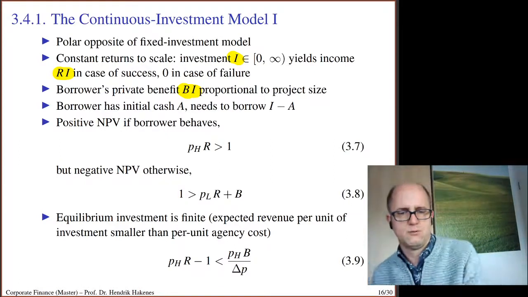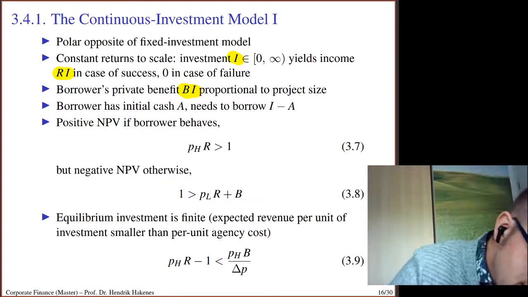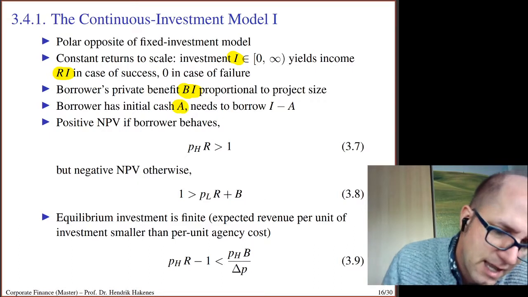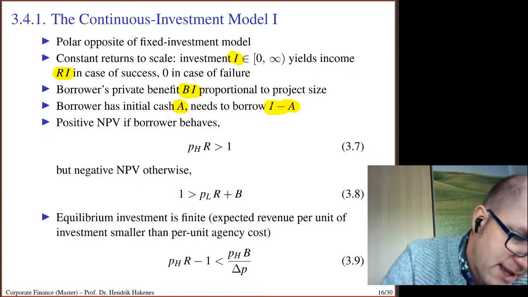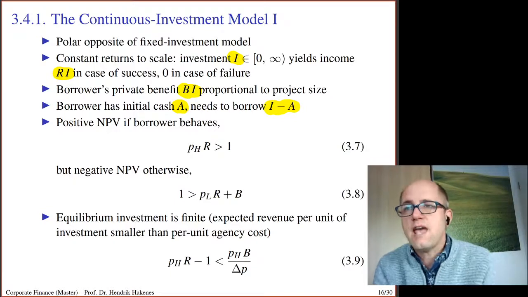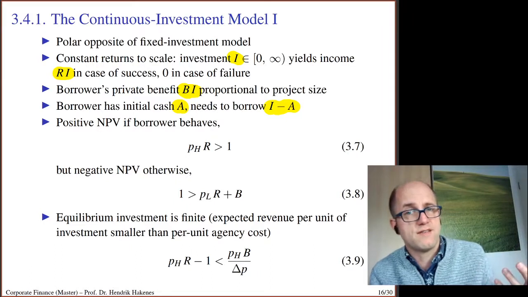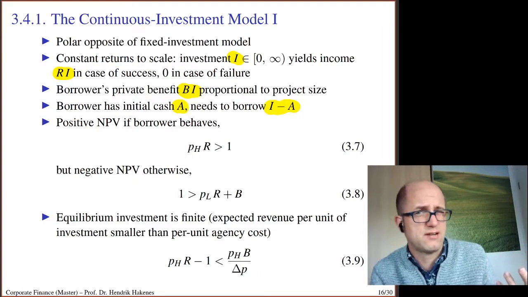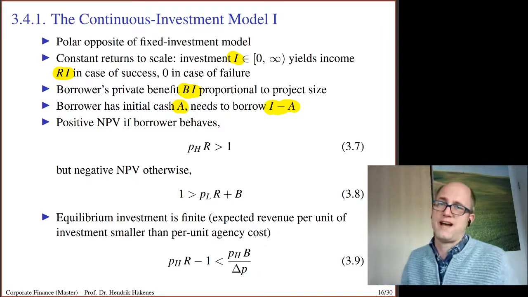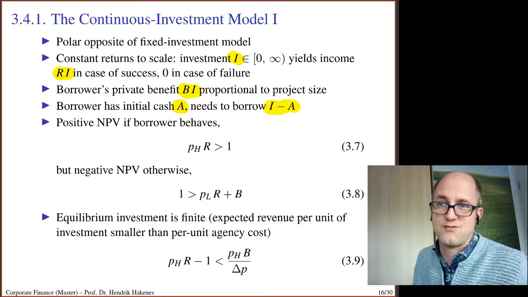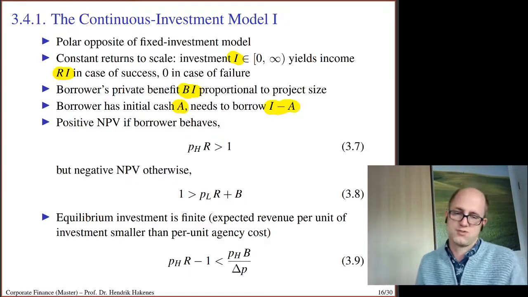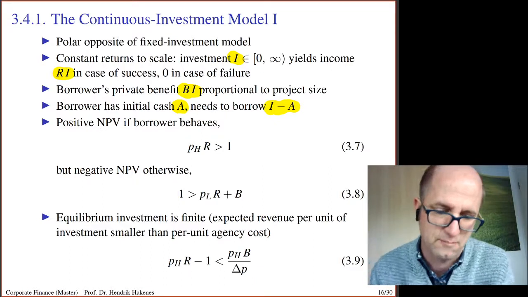Okay. What else do we have? The borrower has initial cash A and needs to borrow I minus A. That's the financing gap. The A is not proportional to I because A is given. That's the amount of money that the investor has, and of course it does not depend on how much he wants to invest. I mean, that would be nice. If you have bigger dreams, then you also have more money in your pockets. But that's, of course, not the case. So A is just a fixed number.